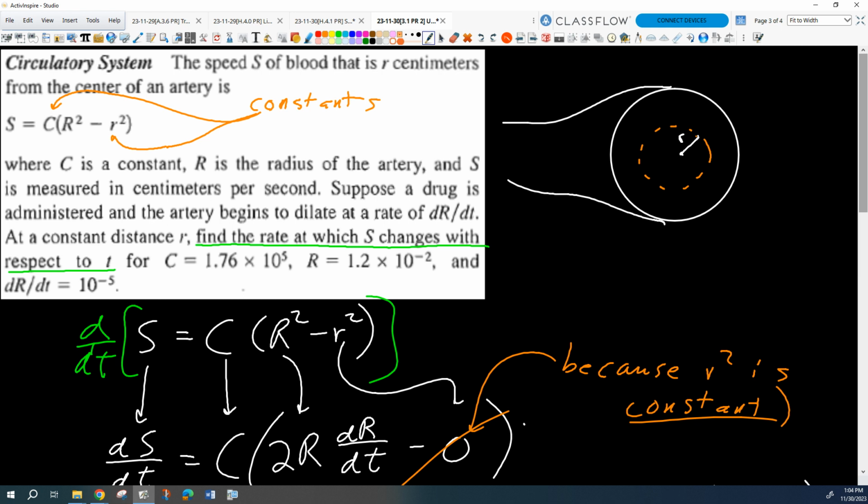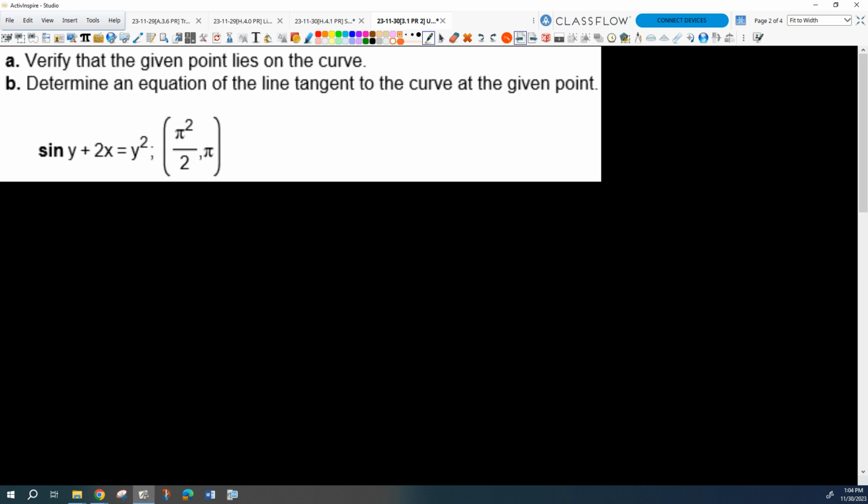Okay, last one, this guy. We'll skip part A. I mean, we would just plug pi squared over 2 into the function and verify that we get that as an outcome. Or we plug that in for x and that in for y and just verify that it works. But we don't want to do that. So skip part A.